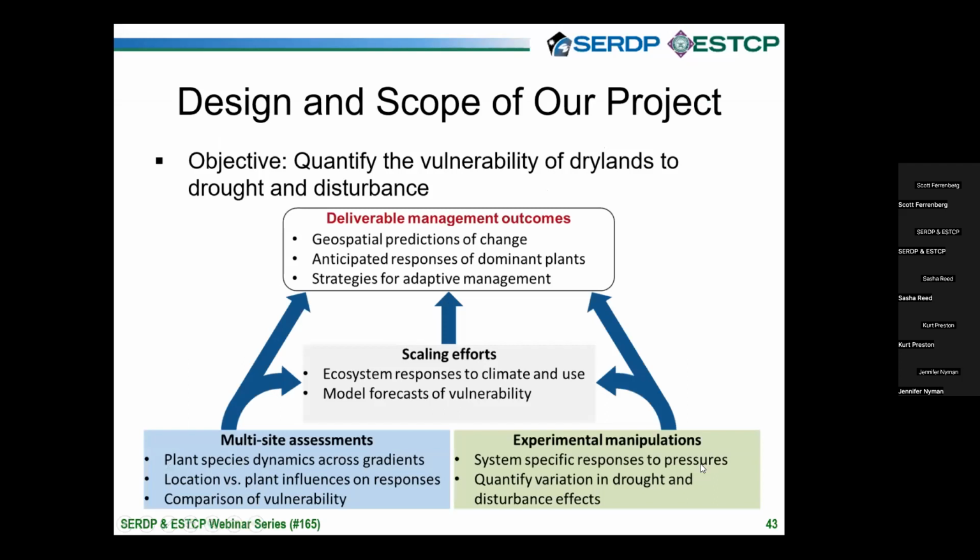And just sort of coming out of what Sasha just told us about the importance of drylands, both globally in terms of the Earth system and also to understanding the goals of the DoD, I want to talk more specifically about our project. The big picture of our project objective was to quantify the vulnerability of drylands to drought and disturbance. We did that using a multi-site assessment approach where experiments were put on the ground in 3 different dryland types, as Sasha mentioned.